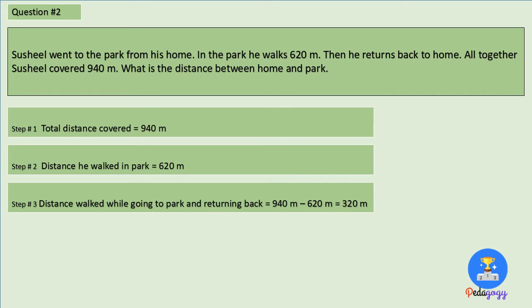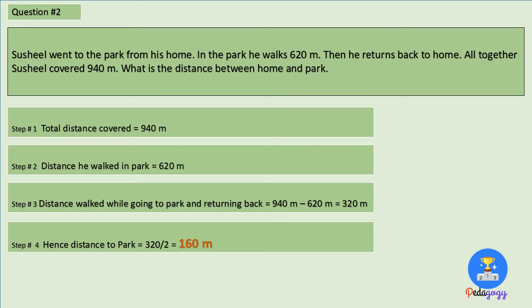Now, this 320 meter is the distance that Sushil covered while going to the park and then coming back to the home. So, the distance between his home to park would be half of that. That is 320 divided by 2, 160 meter.